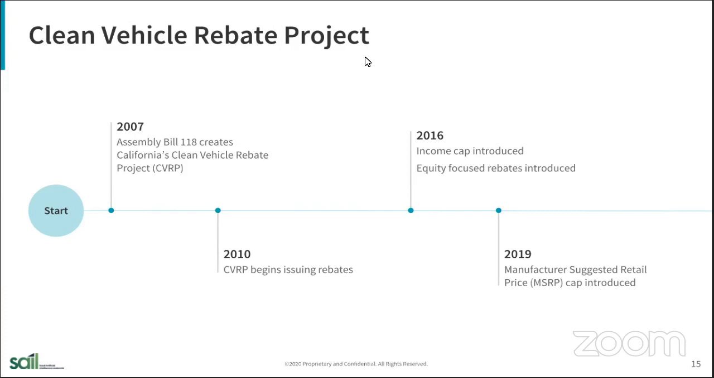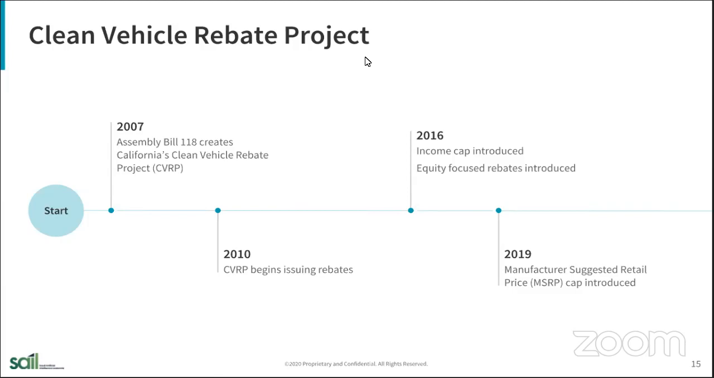So it started actually in 2007. The state of California created something called the Clean Vehicle Rebate Program. California took the strategy of starting with a program that broadly targeted the entire new car buying market in the state. The initial goal was to encourage faster early adoption of electric vehicles in the state.